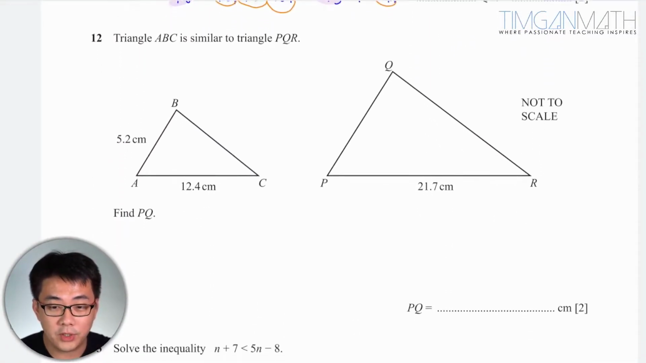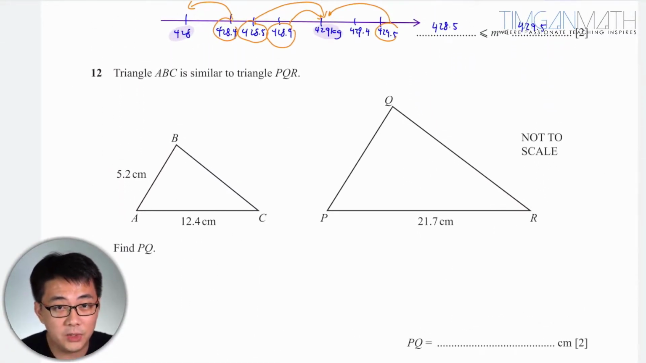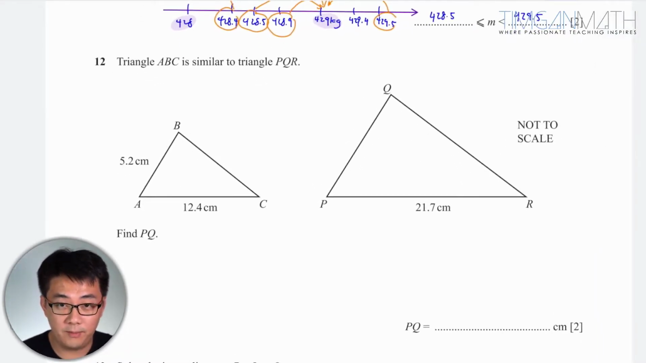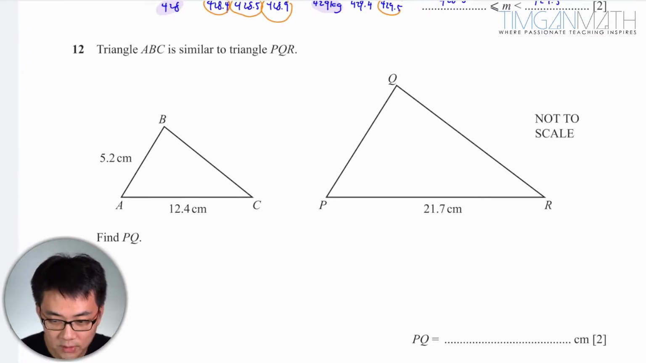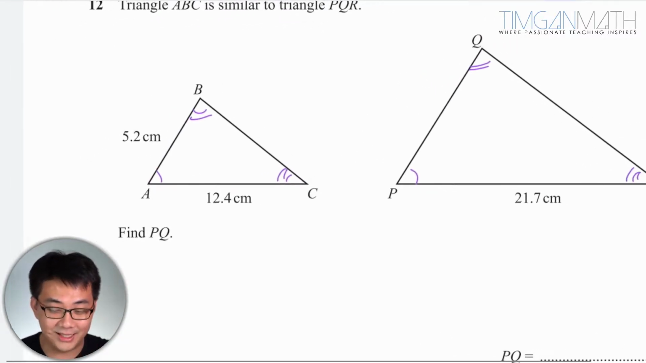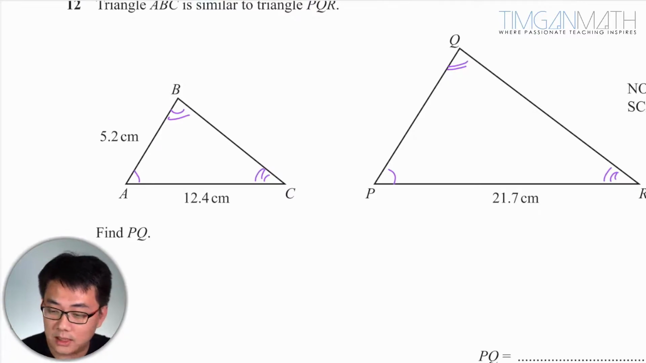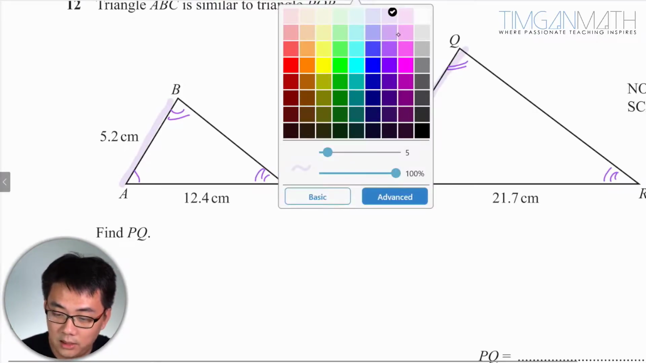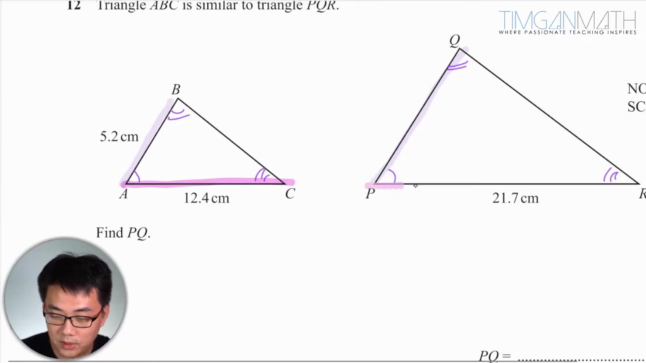Let's look at the subsequent question. Triangle ABC is similar to the triangle PQR. So these are two similar figures. Find PQ. If you have two similar figures, meaning the geometrical properties are the same, in the sense that this angle is the same as this angle, and this angle is the same as this. The ratio of the length is the same as well. So this length here corresponds to this length here, and this length corresponds to this length here.